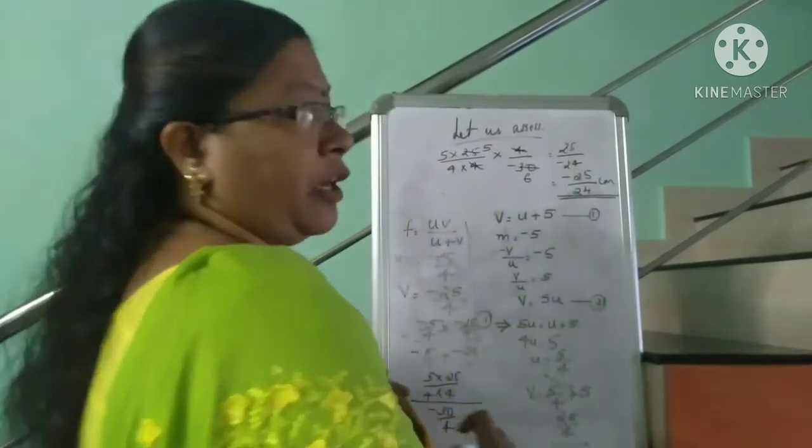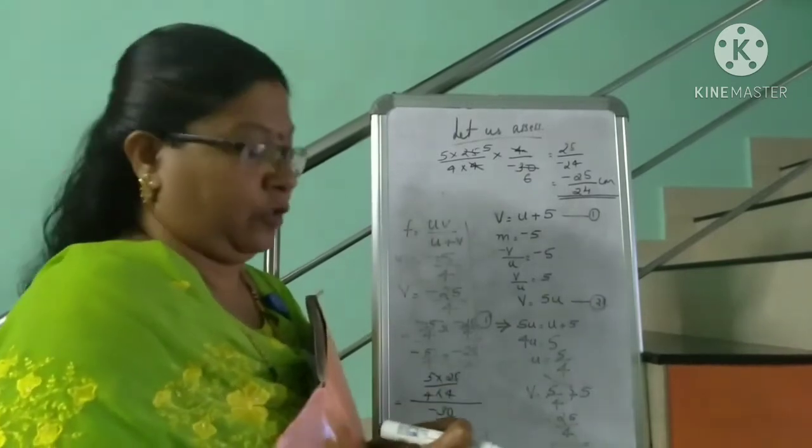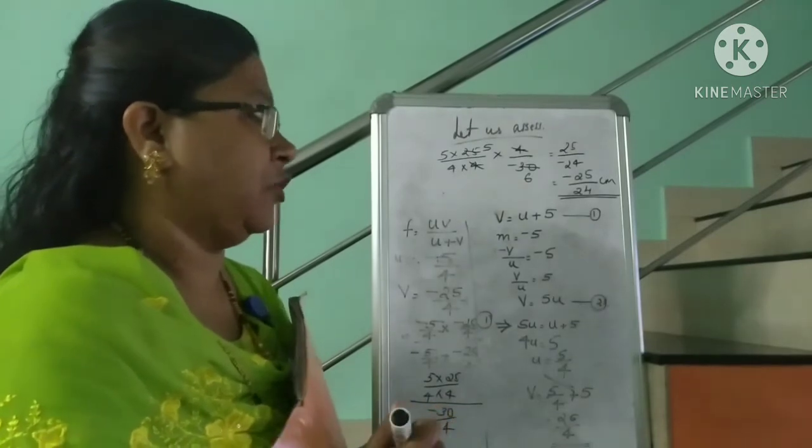And you can convert it into a decimal, and you will get it as 1.0 something. So you should find out the decimal form and give it to your teacher in the next interactive session.